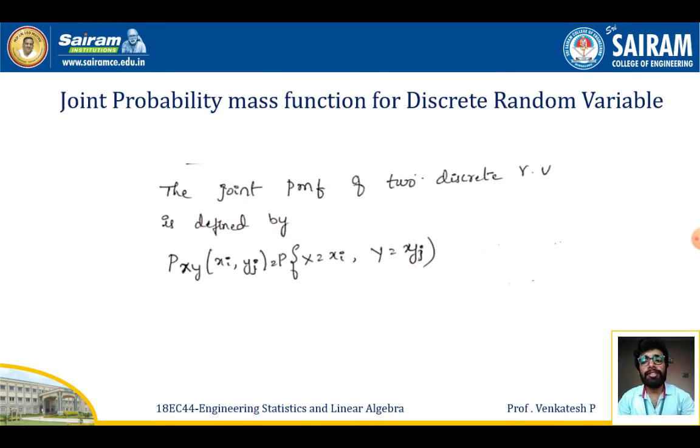First we will discuss the joint probability mass function of discrete random variables. The joint PMF of two discrete random variables, say capital X and capital Y, is defined by P of capital X capital Y of xi comma yj, which equals the probability that the random variable capital X is equal to xi and the random variable capital Y is equal to yj. This condition is used in the case of the joint probability mass function.